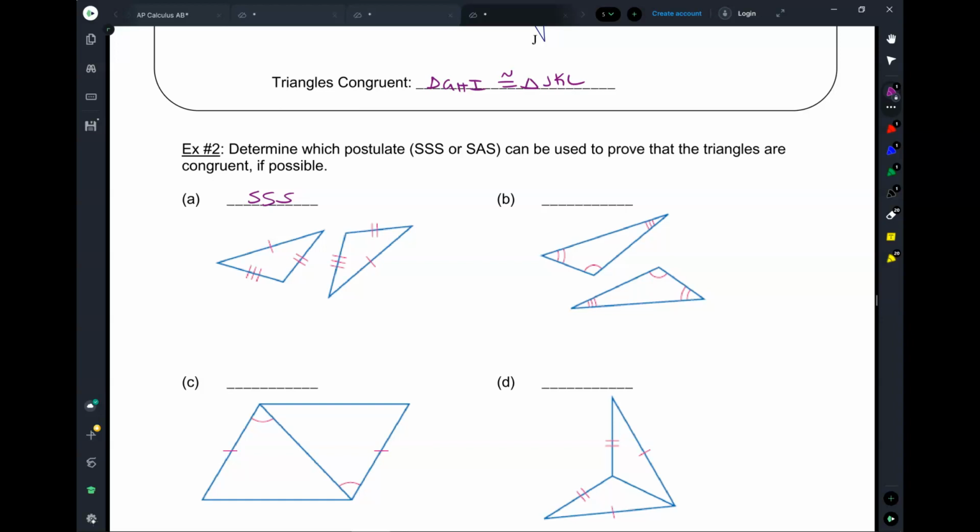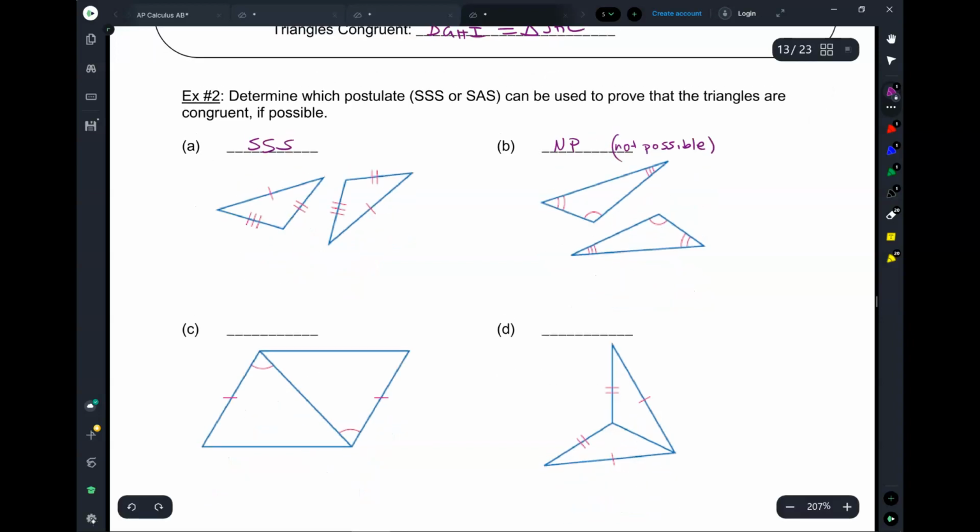So let's talk about B. Okay, we're talking about B now. What is congruent between the two? The angles, all three angles. AAA? No, it has to be all three sides. So this is not possible. Wouldn't angle be a thing? Have we learned angle? No. AAA does not work. You'll learn that later.